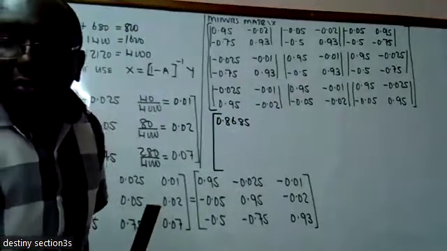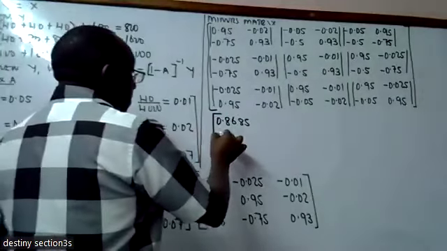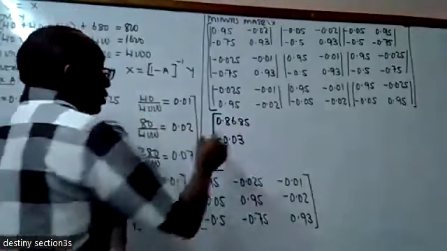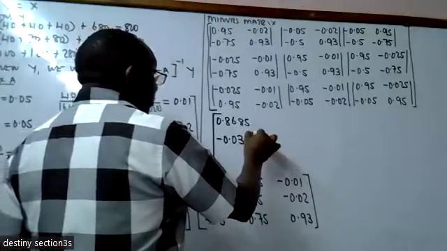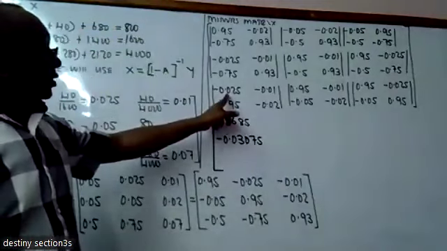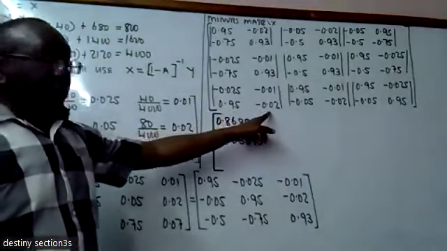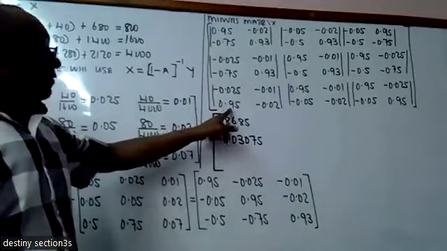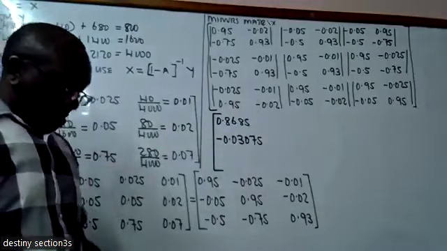Negative 0.03, 0.75. Let's go to the next one. Negative 0.025 times negative 0.02 minus 0.95 times minus 0.01.